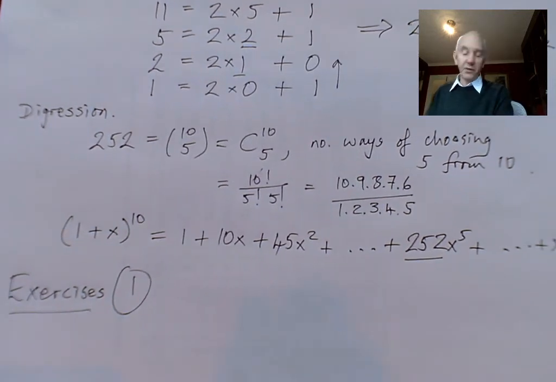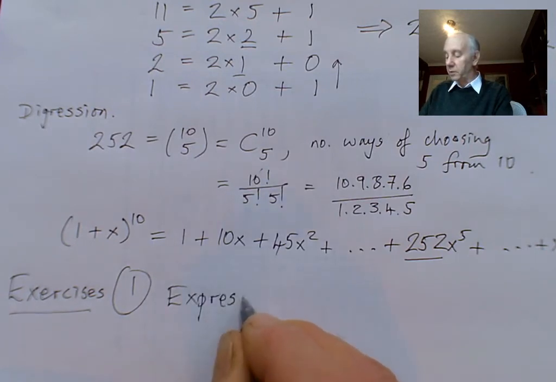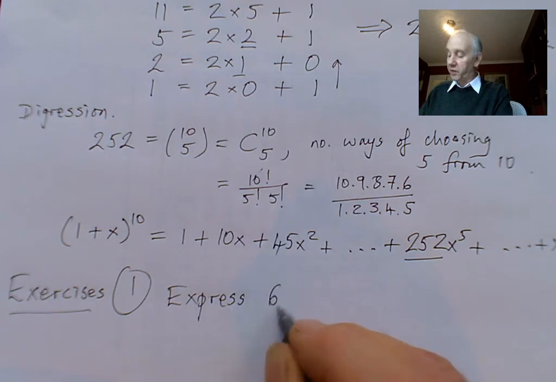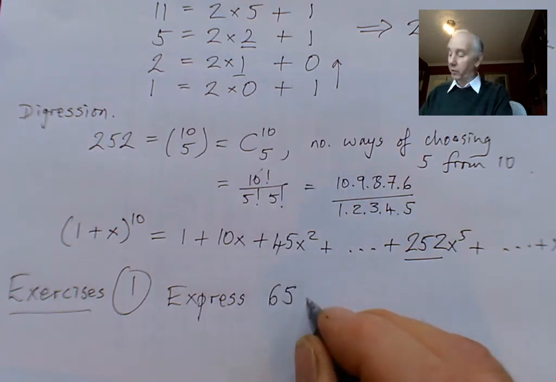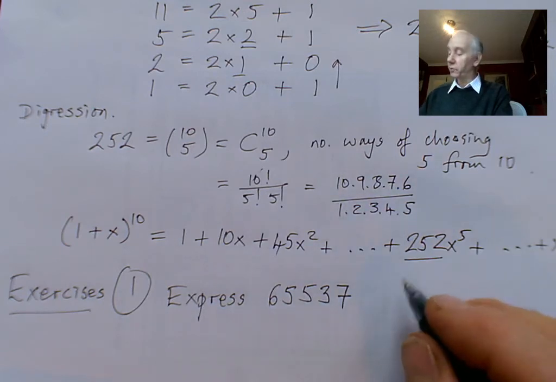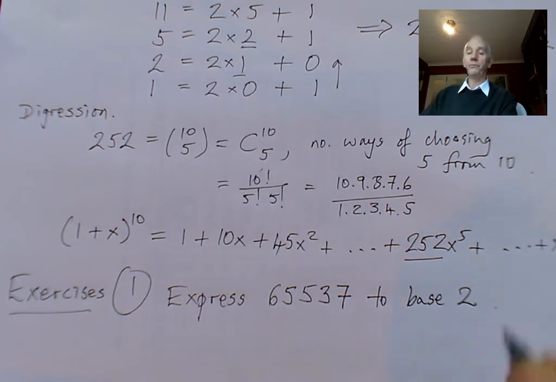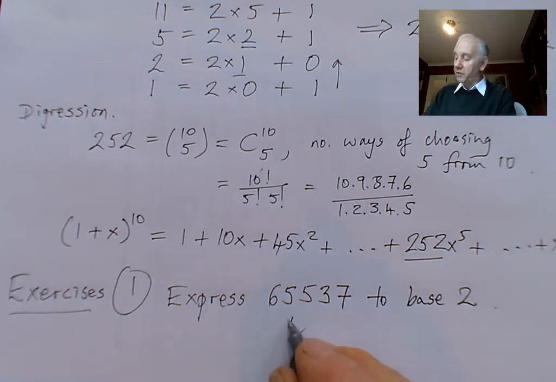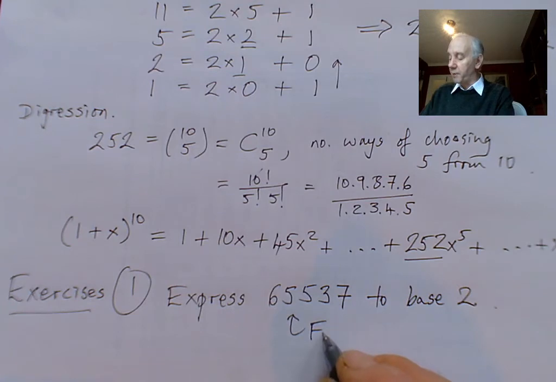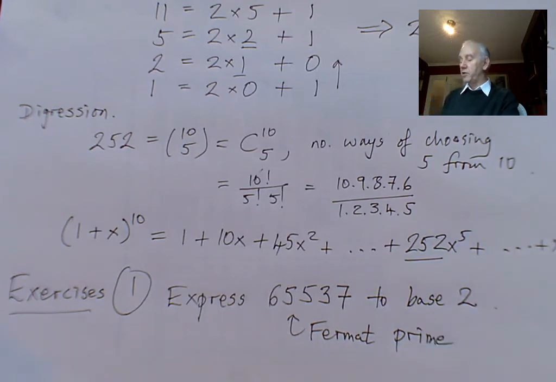Suppose we take the number. The exercise is simply to express the following number, 65537, to base 2, or in binary. Now it turns out this number is a very special number. It's a prime number, and it's a special prime number. It's an example of what's called a Fermat prime number. I'm not going to tell you what that is, because if I did, it would give the game away and it would help you do this exercise.